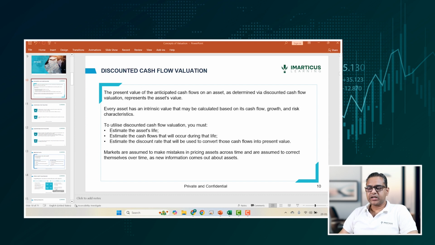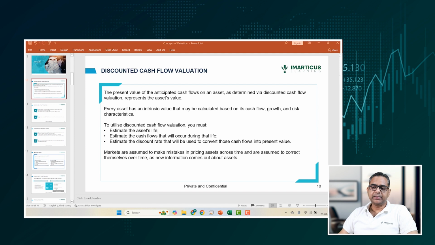The present value of anticipated cash flows on an asset, as determined via discounted cash flow valuation, represents the asset's value. We are focusing more on equity, but if you look at any asset, what returns gold is going to give me, what returns a bond can give me. Let's say we invest in a bond. That bond will give us coupon payments after 6 months or after every year, and finally we would get the maturity value of the bond. So we can find the present value of those future cash flows which we anticipate from the bond to get the present value of the bond. That will be the valuation for a bond.